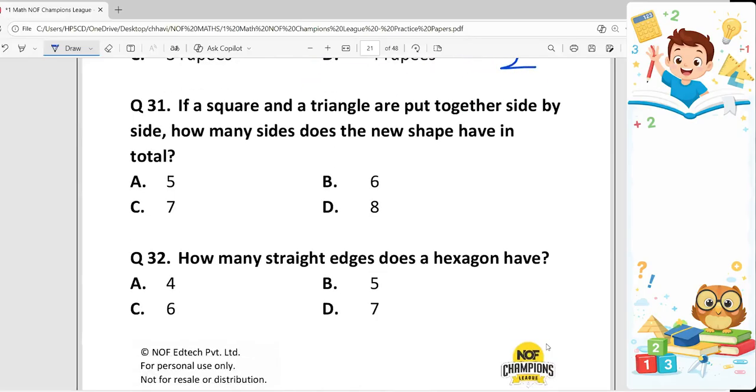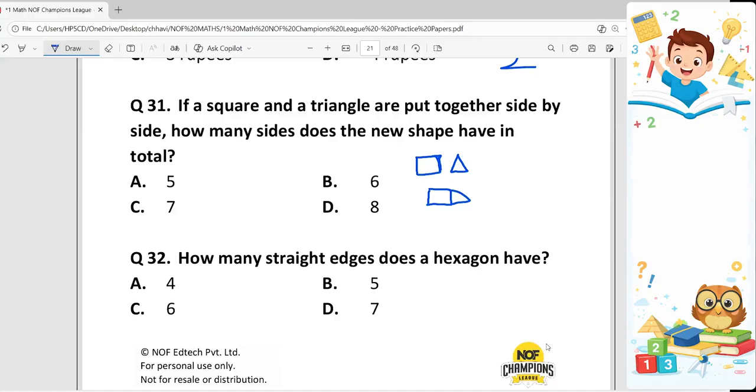31st. If a square and a triangle are put together side by side, how many sides does the new shape have in total? So now see. Do you know what a square and a triangle are? Square is a four-sided shape, isn't it? It has all sides equal. Triangle has three sides. Okay, now they're saying that if you put both together, now I just made, it can seem like a rectangle, but it is a square. And if I put the triangle over here, side by side, okay, so how many sides does the new shape have?